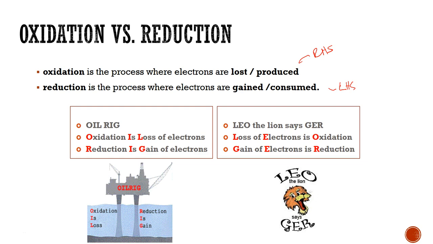We can remember that by the mnemonic OIL RIG, where oxidation is loss of electrons, reduction is gain, or if you prefer, LEO the lion goes GER. So loss of electrons is oxidation, gain of electrons is reduction. I tend to use OIL RIG a lot, and I'll refer to this most of the time when we're talking about redox reactions. So these are the different ways that we can define oxidation and reduction: by electron transfer, by reaction with oxygen, and by following the hydrogen.